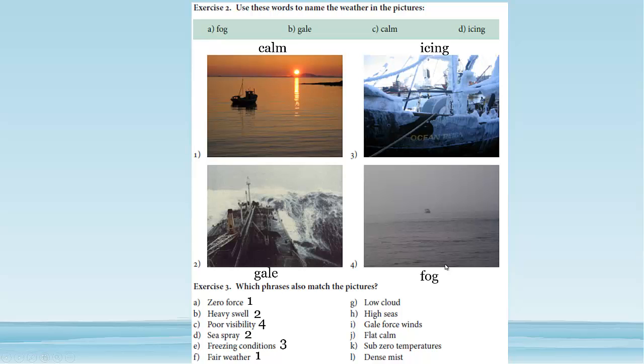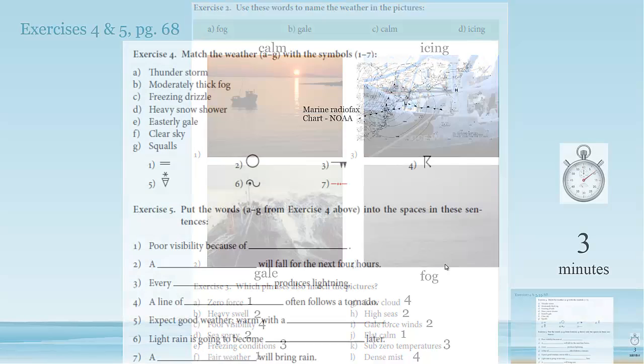1. Calm. Low cloud, well, that's what fog is, right? It's clouds that are on the surface. High seas, definitely 2. Gale, and then gale force winds, 2 again. Flat calm, that's 1. And then sub-zero, which means below zero temperatures, that would definitely be icing. And dense mist, well, fog, dense means very tight, close together. That is actually fog, is mist, which is very thick, so fog. Okay, number 4. Great, let's go on to the next one.